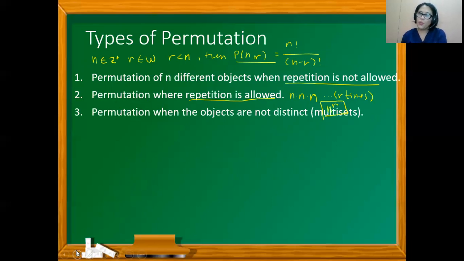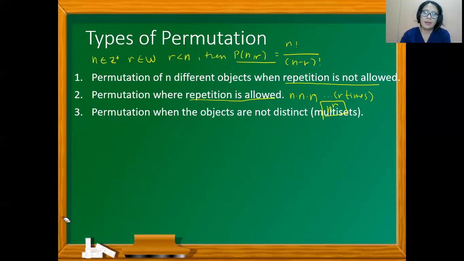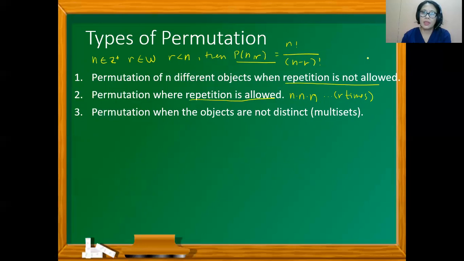And lastly, permutation when objects are not all distinct, which we call multisets. Here, this is n to the r for number 2.